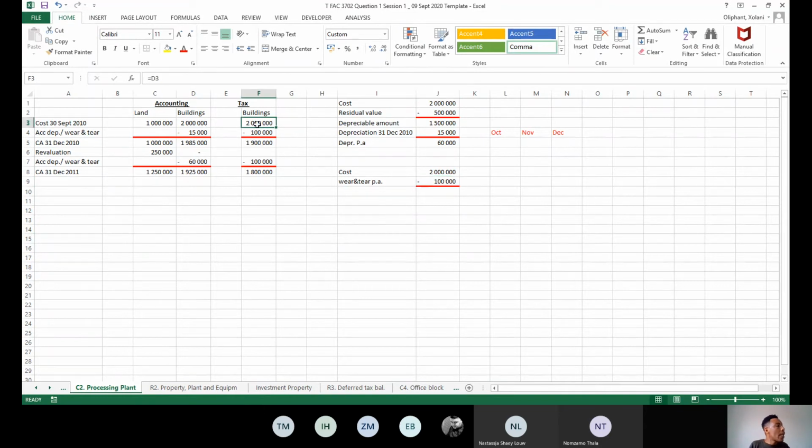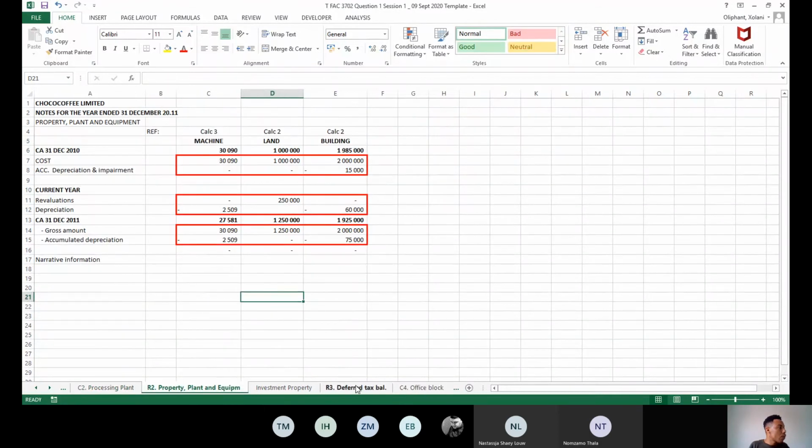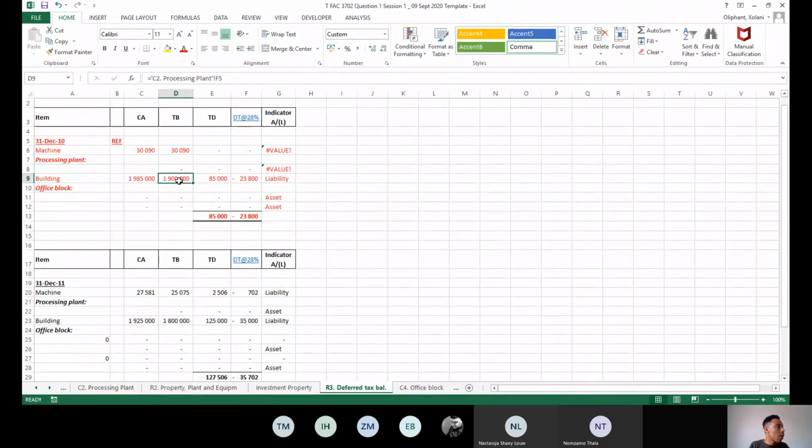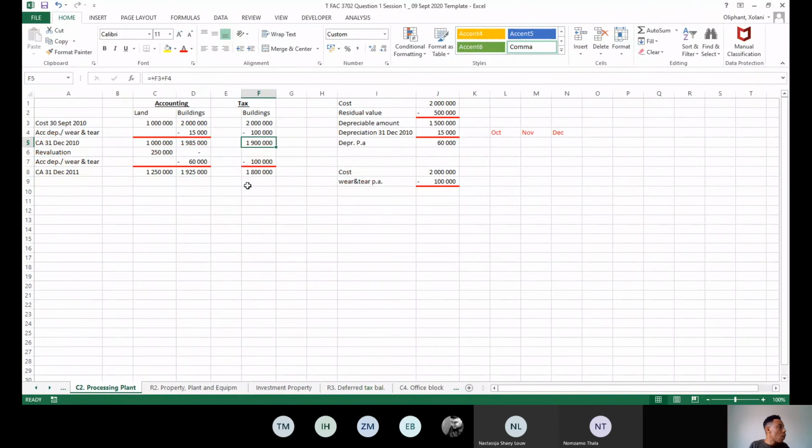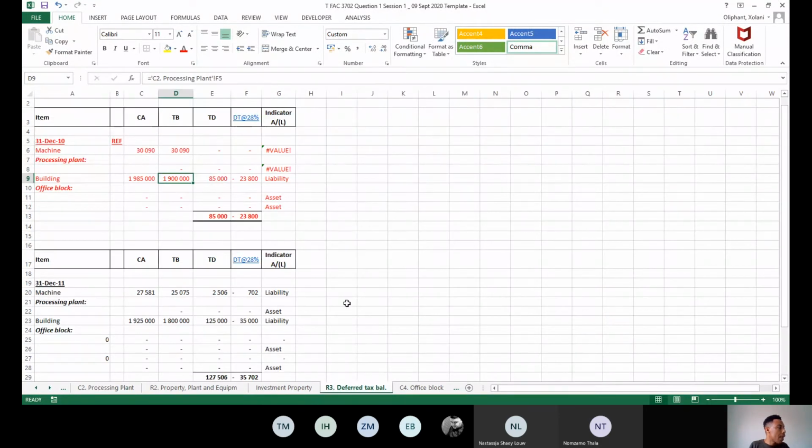Then I already know, so there is the 2 million that comes there. There is the 100,000 as your annual allowance, and then your carrying amount for tax purposes would have been 1.9, right? And then in 2010 would have been 1.8. There it is, 1.8, fine. Now, obviously, here you would have a liability, right? And then here you would also have a liability, fine.